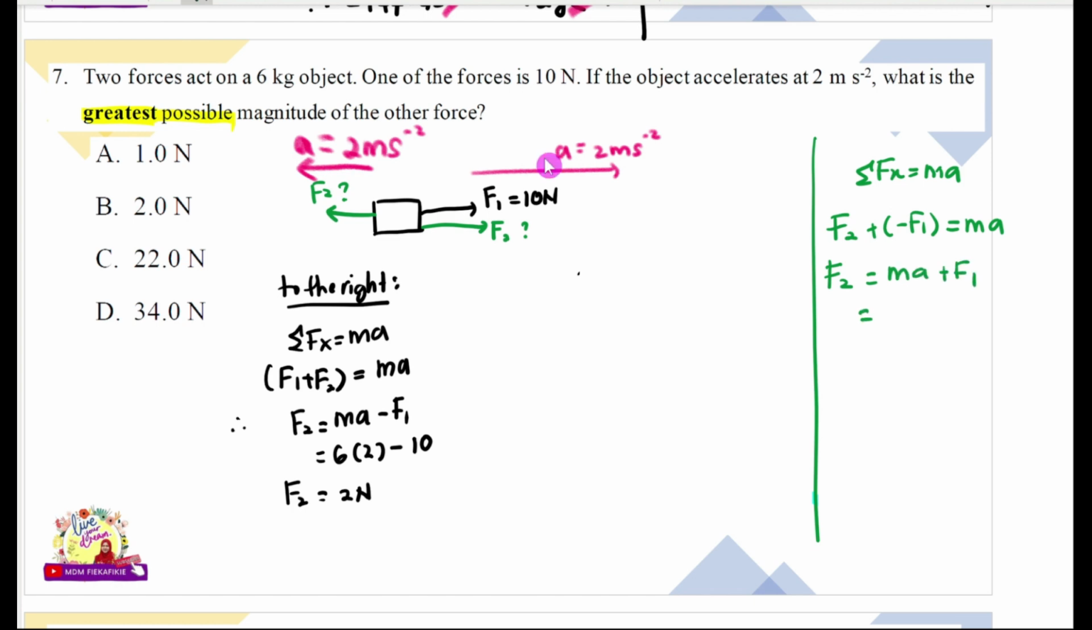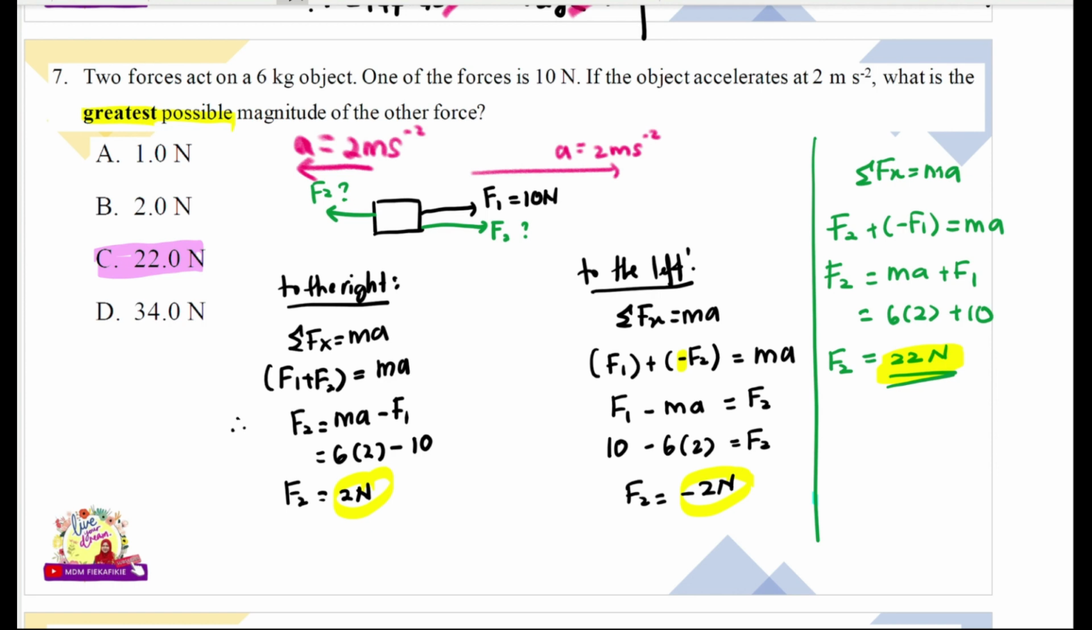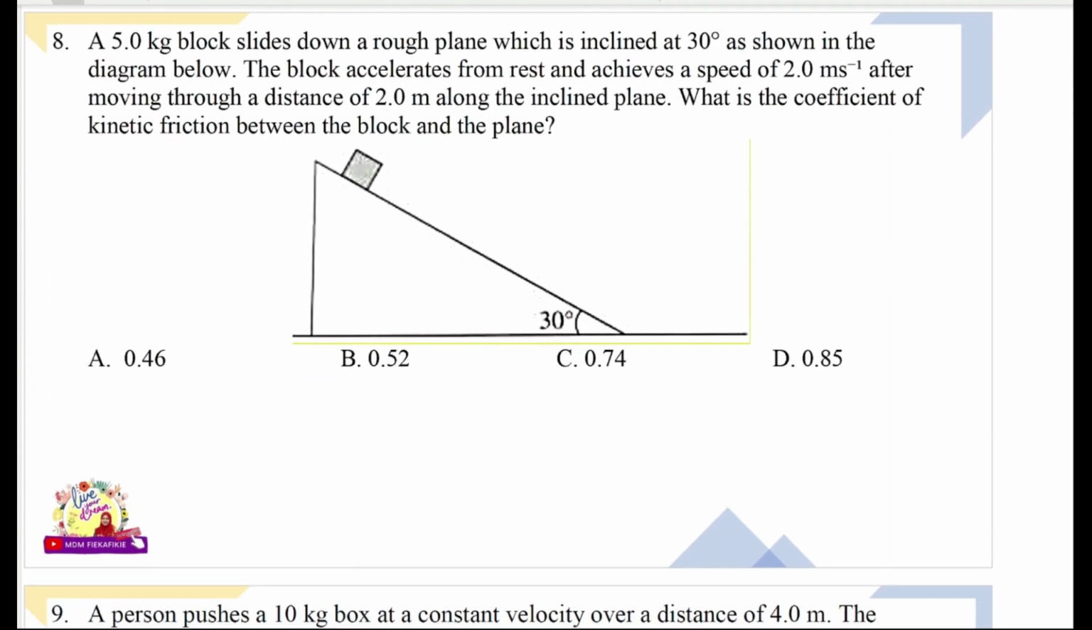Beza jawapan kita dapat. So 6, 2 plus F1 is 10. So you nampak dekat sini, the answer is 22 Newton. Okay. So ini adalah 2 Newton. Tapi ini adalah 22 Newton. Okay. Means that, okay, if the object accelerates at 2 meter per second, dia tanya what is the greatest possible magnitude? Dia nak yang besar kan? So, jawapan dia adalah 22 Newton. Means that the second force should be 2 to the left, for example, in this direction, and the object is actually moving to the left lah, they accelerate in this direction. Okay, so the answer is C. Okay, question number 8. So let's try to solve.